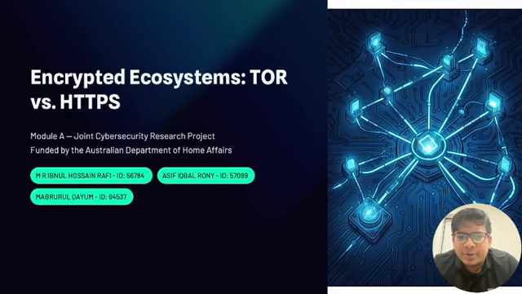So today I will be presenting module A of our cybersecurity research project titled Encrypted Ecosystems: Tor versus HTTPS. The project was completed as a part of a simulated research initiative funded by the Australian Department of Home Affairs. The purpose of the research was to investigate and compare two important encrypted ecosystems: the Tor network, which focuses on anonymity, and HTTPS, which focuses on secure communication. We examined their architecture, cryptographic algorithms, routing mechanisms, and implications for cybersecurity and law enforcement.